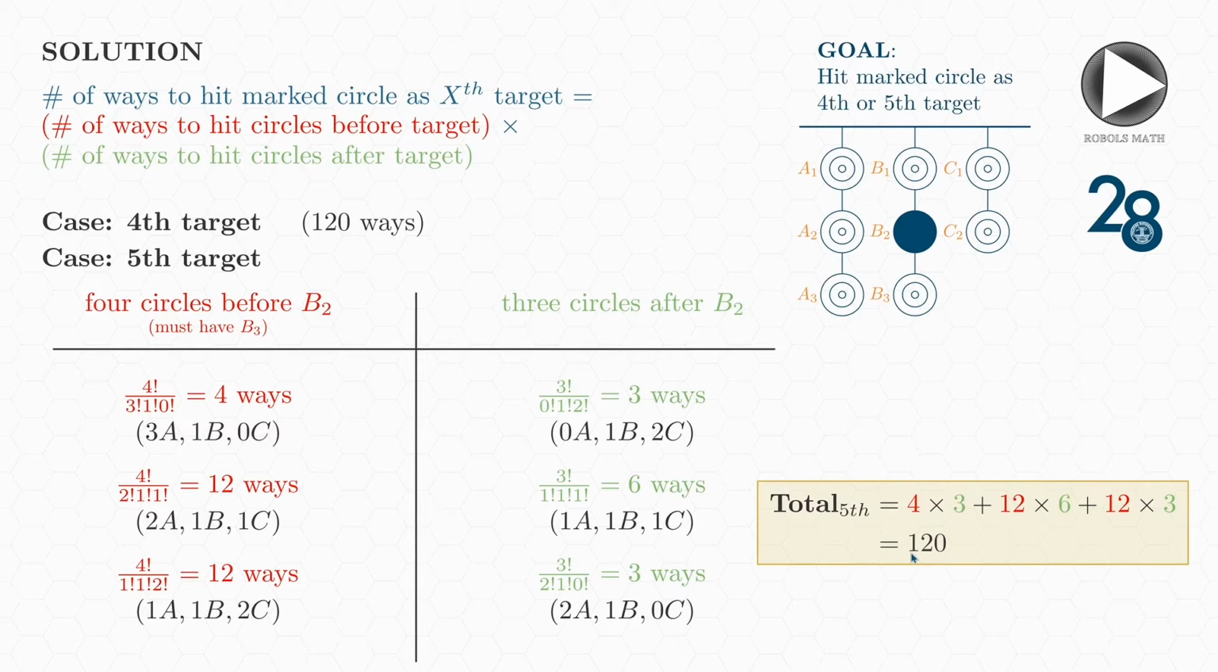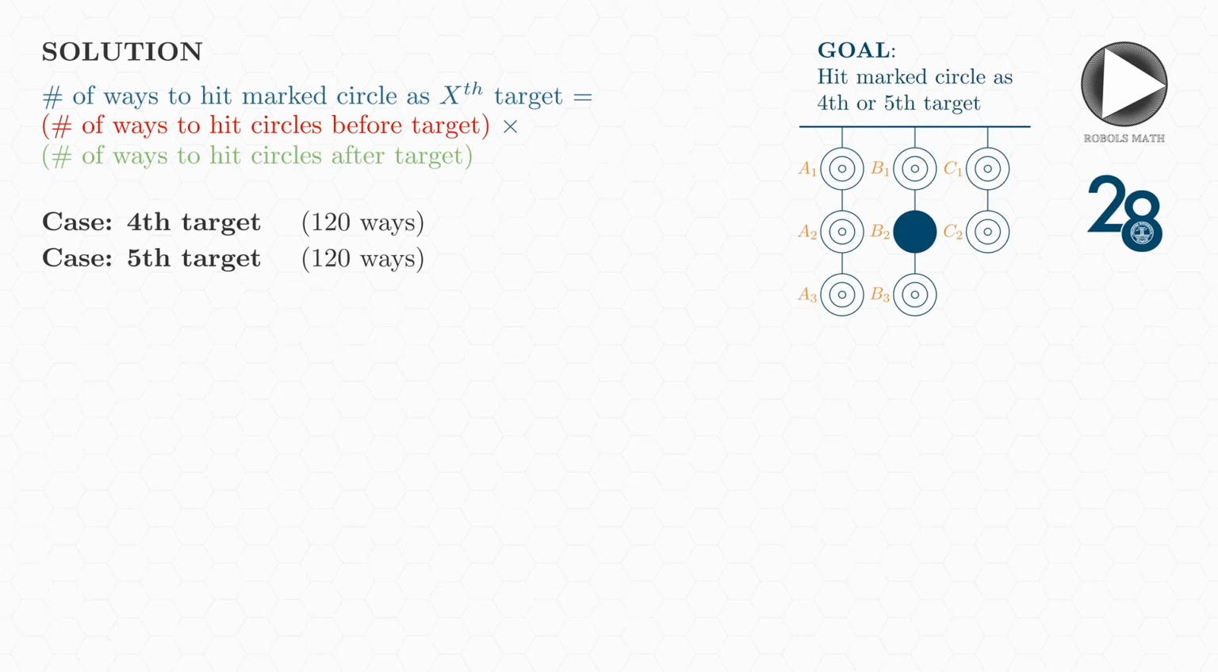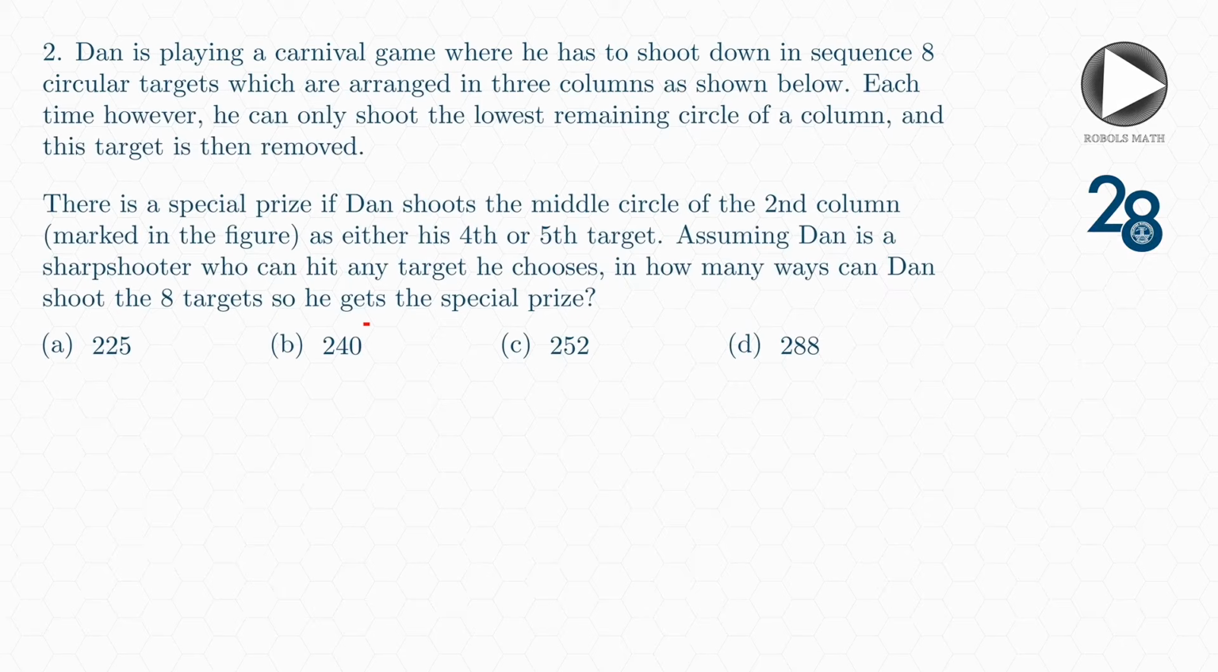Okay, I hope it's clear here. So again, for the fifth case, we have 120 ways. To get the total, you just add up the two cases. So the total is 120 plus 120, which should equal 240. And that's our final answer. So the final answer here is letter B, 240. Okay, I hope that's clear.